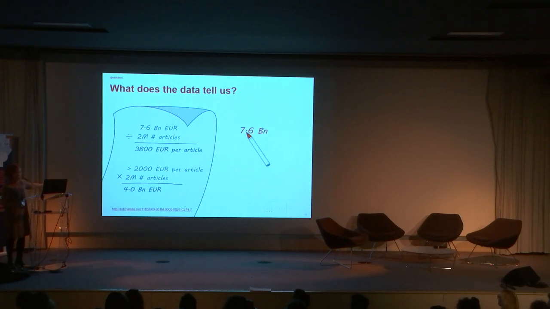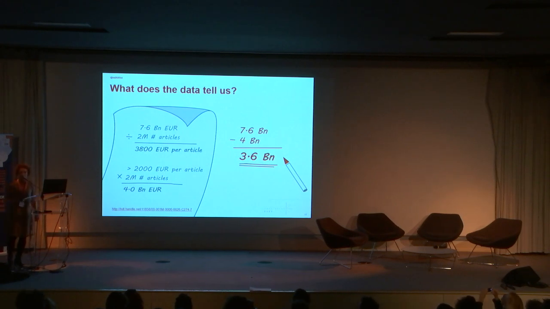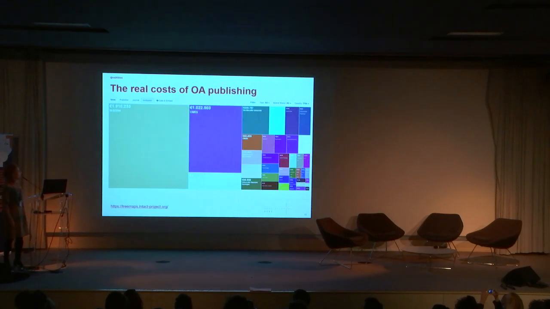So, if we take this expenditure of 7.6 billion euro and we subtract the actual cost to produce those articles in journals, we see that there is a huge amount of money going into publisher profit margins, right?